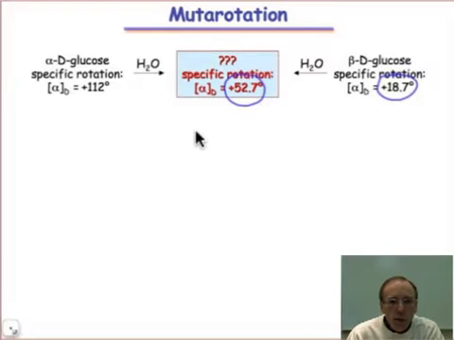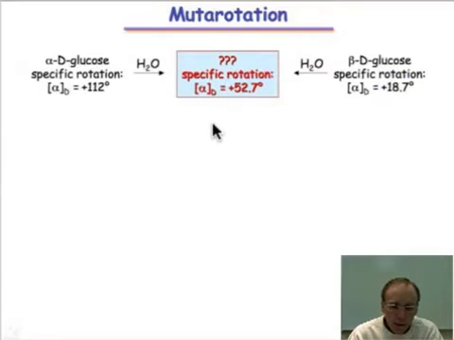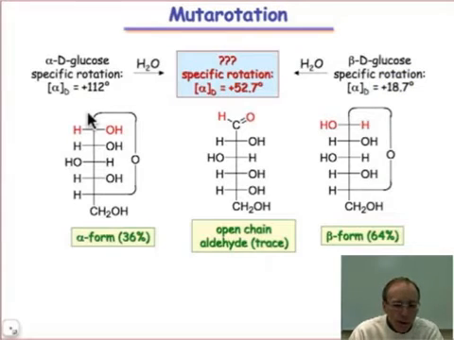When two different solutions, two different pure substances, converge to the same value of a physical characteristic, you probably are dealing with an equilibrium situation where there's going to be an equilibrium mixture that is a combination of two different chemical species, and that's exactly what's going on here. The two different chemical species are the alpha anomer and the beta anomer that can interconvert with one another through the open chain form.